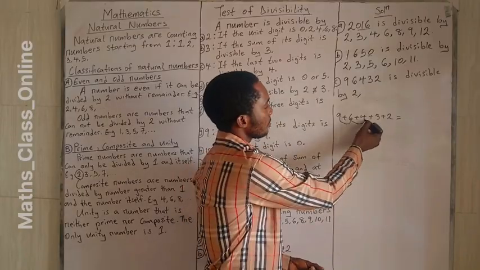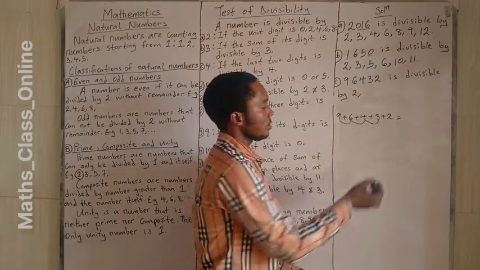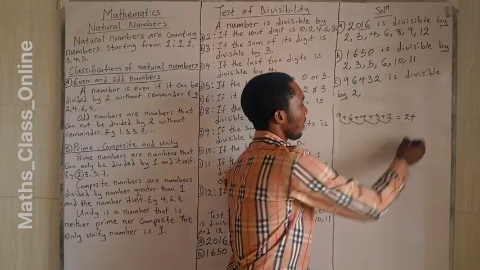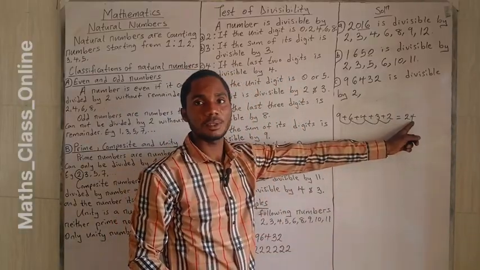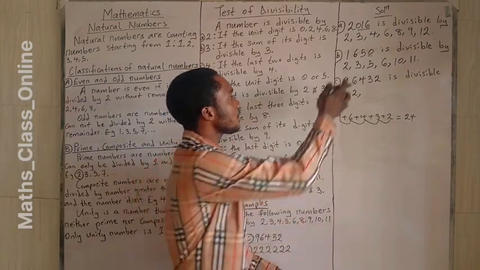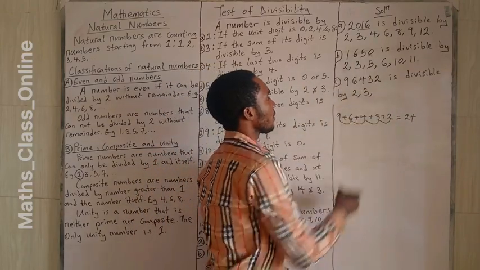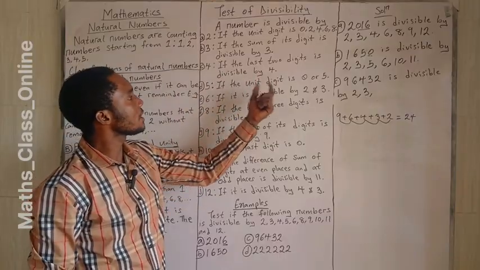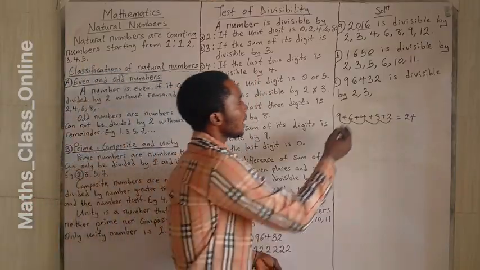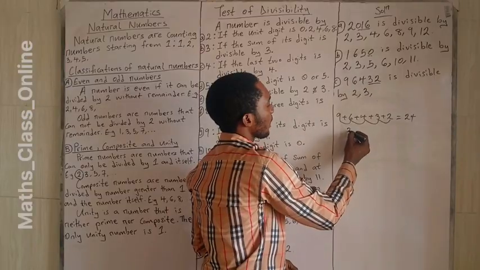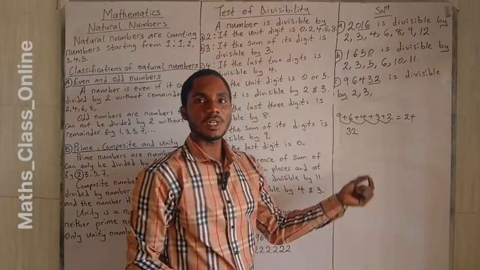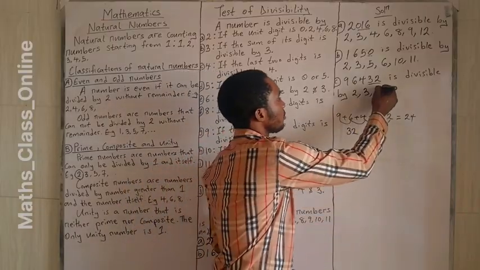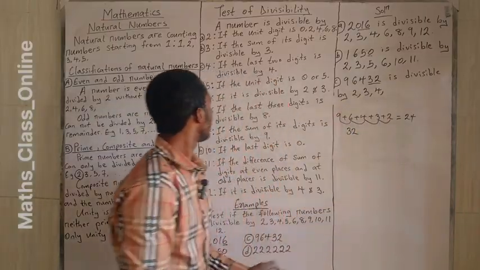19, 22, 24. We have this to be 24. Can 3 divide 24? Yes, 3 can divide 24. That means this number is divisible by 3. For 4, if the last two digits are divisible by 4, the last two digits we have here are 32. Can 4 divide 32? Yes, 4 can divide 32. That means that this number is divisible by 4.